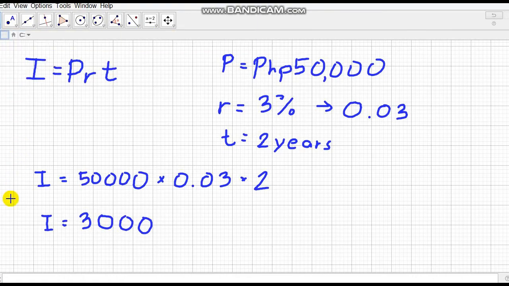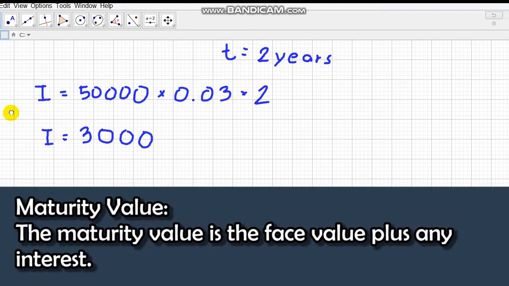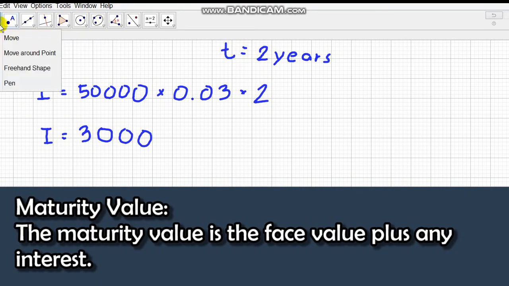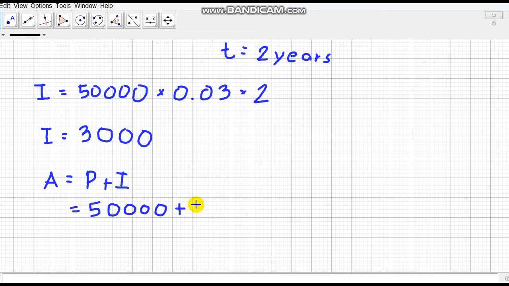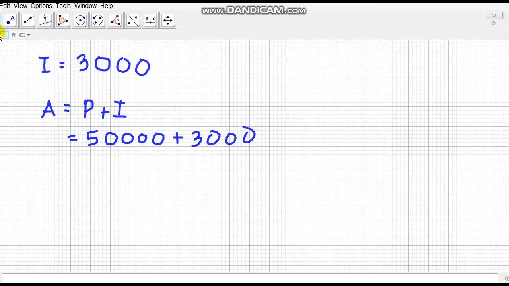So that will be the interest when I borrow 50,000, payable for 2 years at an interest rate of 3%. Now, there is what we call a maturity value. The maturity value is the face value plus any interest. Let's recall that we had an interest of 3,000 and our principal was 50,000. So how much will I be paying now after 2 years? That will be the maturity value, which is principal plus interest. And that is 50,000 plus 3,000. Therefore, our maturity value is 53,000 pesos.